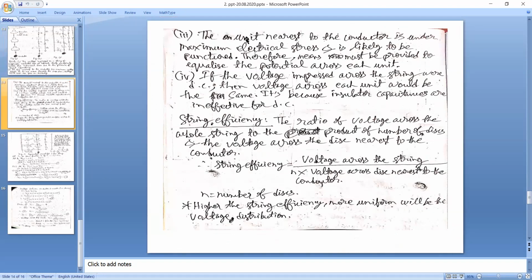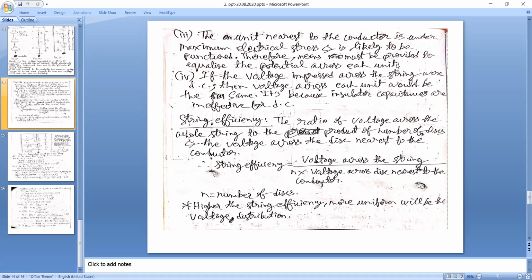Third point is the unit nearest to the conductor is under maximum electrical stress, and is likely to be punctured. So जो bottommost disk या bottommost self capacitance mutual capacitance देखे, इसमें बहुत chance है to get punctured because ये बहुत ज़्यादा maximum stress में तो यही है ना, क्योंकि जो total voltage होना चाहिए, उसका maximum portion वो अकेला ले रहा है, so it can get punctured because वो उसको rating को increase करता जा रहा है, exceeding its rating. उसका भी तो capacity है लेने का, लेकिन उसको capacity को exceed करके अगर voltage उसको impress किया जाएगा continuously, destroy हो जाएगा. Therefore, means must be provided to equalize the potential across each unit.